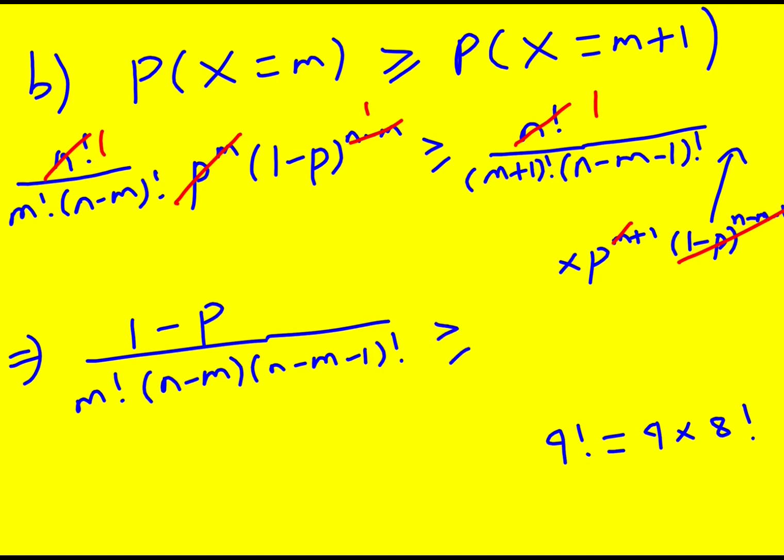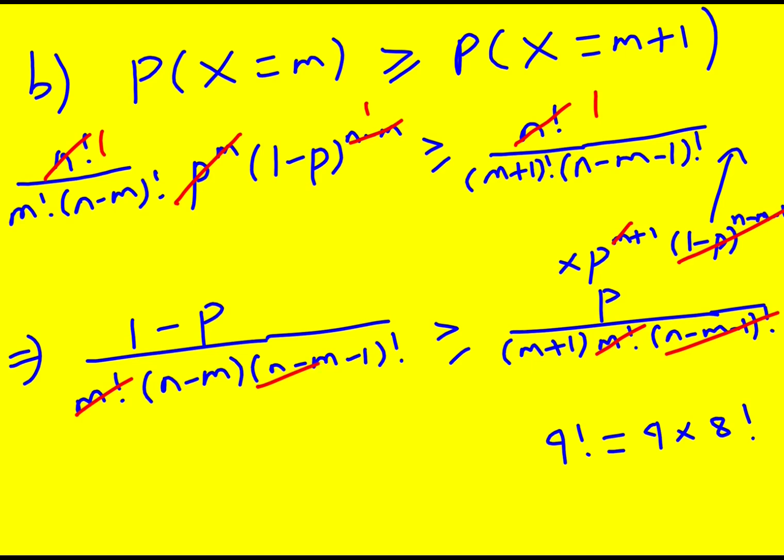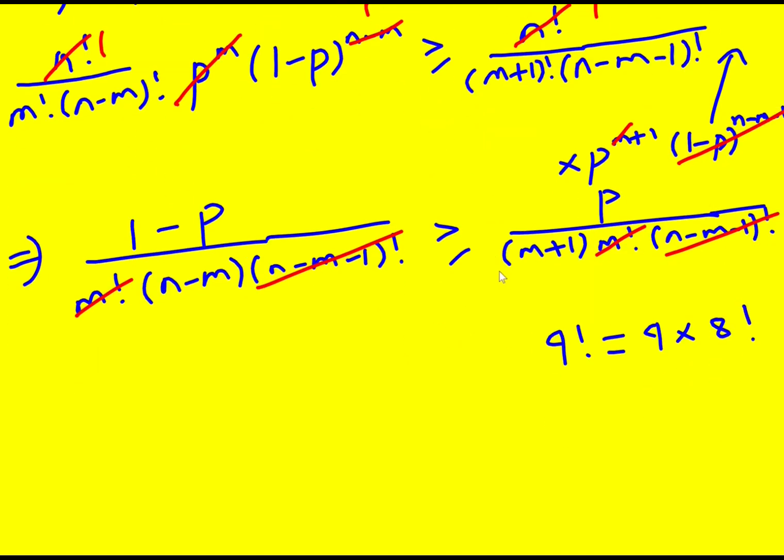And that's going to be greater or equal to p. Remember, I've still got this p. And then similarly, I've got m plus 1 factorial, so that's going to be m plus 1 times m factorial. And then I've got n minus m minus 1 factorial. That's good because now I can cancel out the m factorials and this one here. And it's suddenly become a lot simpler.